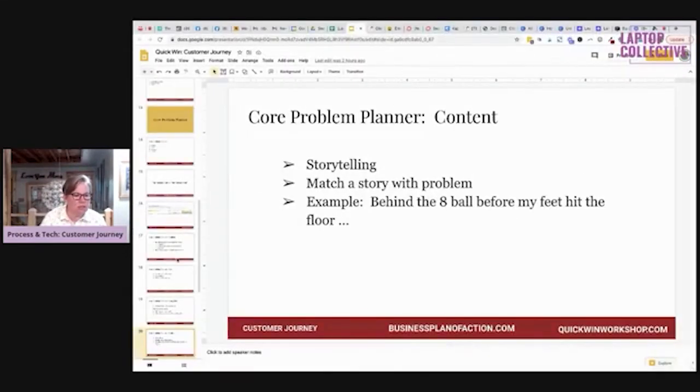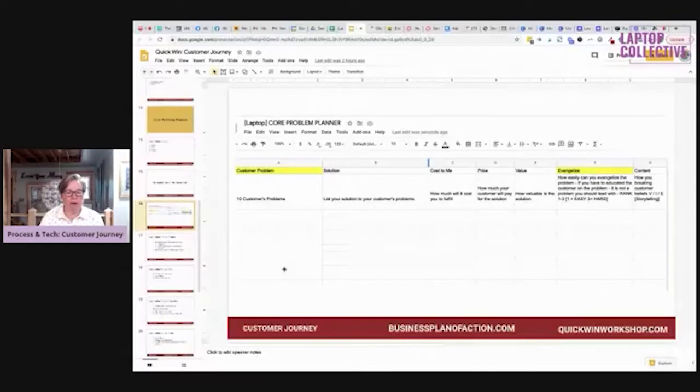The easiest way. So we have the problem, we have the solution, we have how much it costs me to fulfill, we have how much you're charging, the value to your customer, how valuable is the solution that you're offering? How easy is it for you to speak about it? Are they like, oh my gosh, she's in my head, or is their face sliding off?